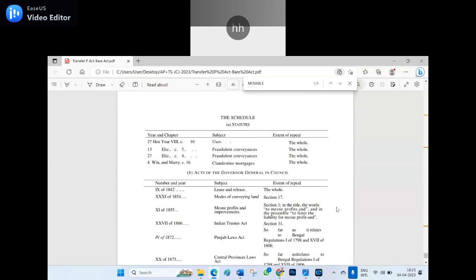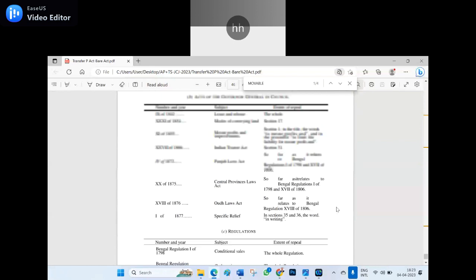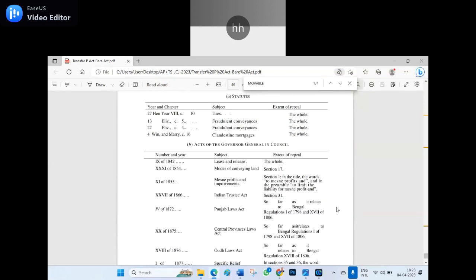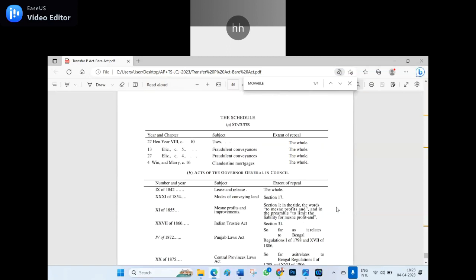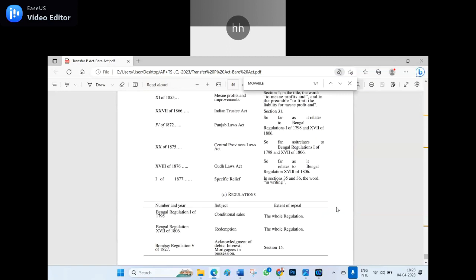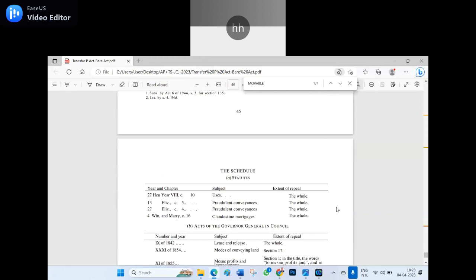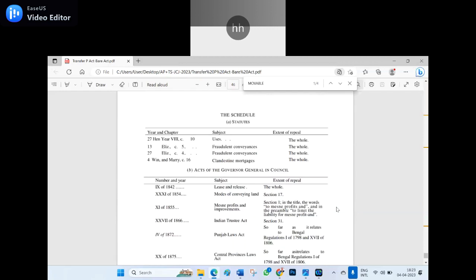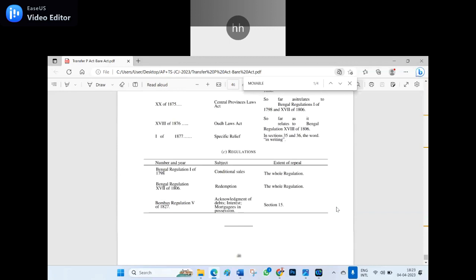And again, all these things are given in the statutes. What are the things that are covered in the schedule? Number A, statutes. B, acts of the Governor General in Council. C, regulations. Yes. They may ask what are the things that should be covered. They can even ask what is the sequence: statutes, or acts of the Governor General in Council, or the regulations. That is the possibility I am showing.